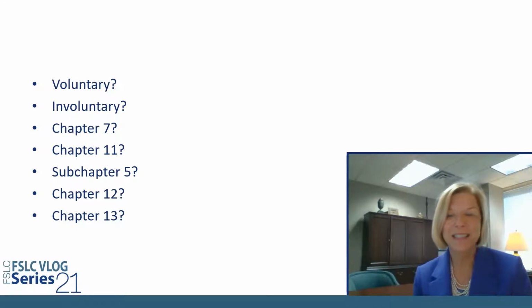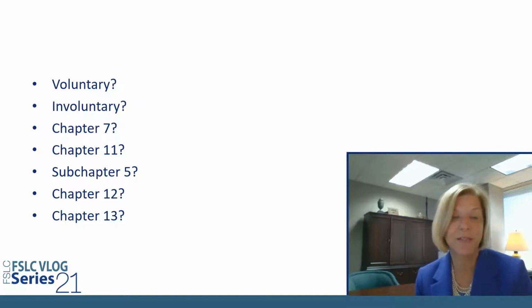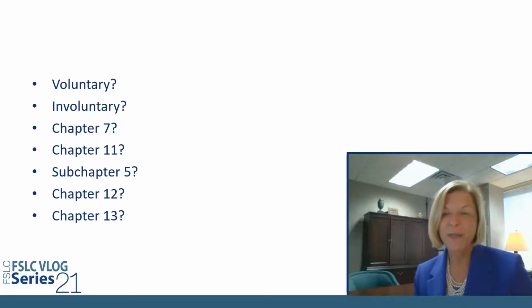There are many ways a bankruptcy case can begin. It can be voluntary or involuntary. It can be a Chapter 7, a Chapter 11, a Chapter 12, or a Chapter 13, and that can all be pretty confusing. Now, what do we mean when we say Chapter 7, Chapter 11, Chapter 13, or 12? These are all different chapters or different ways that a debtor can file bankruptcy.